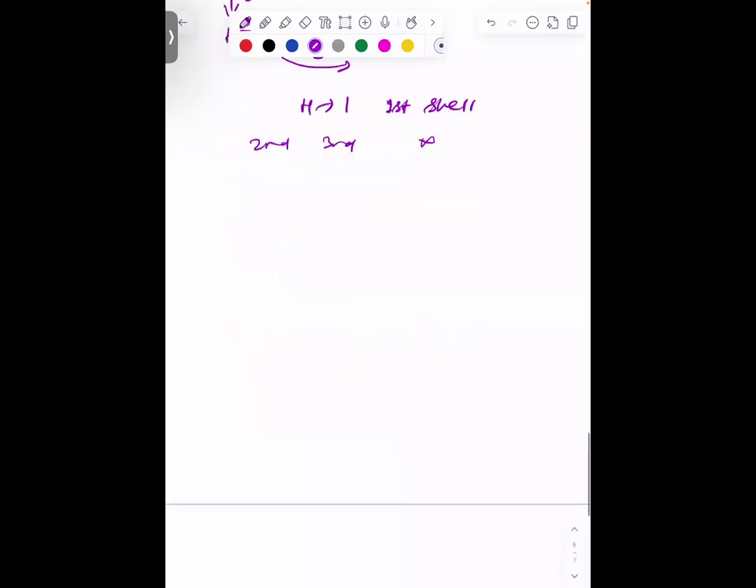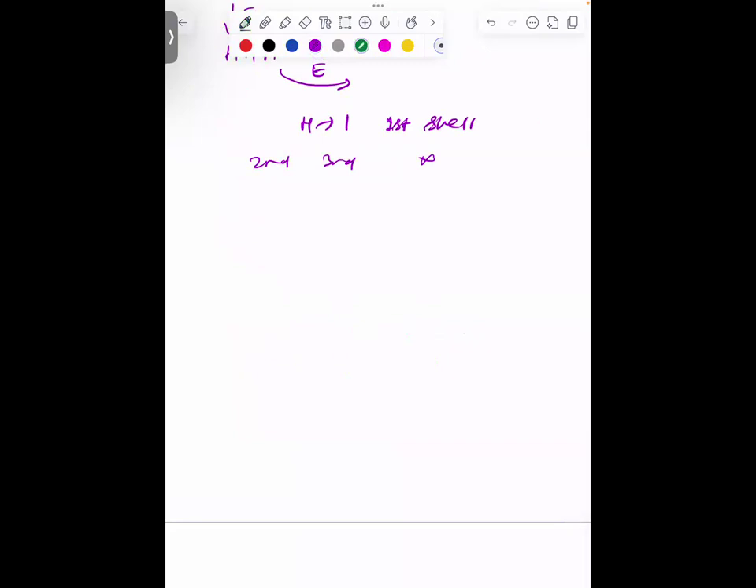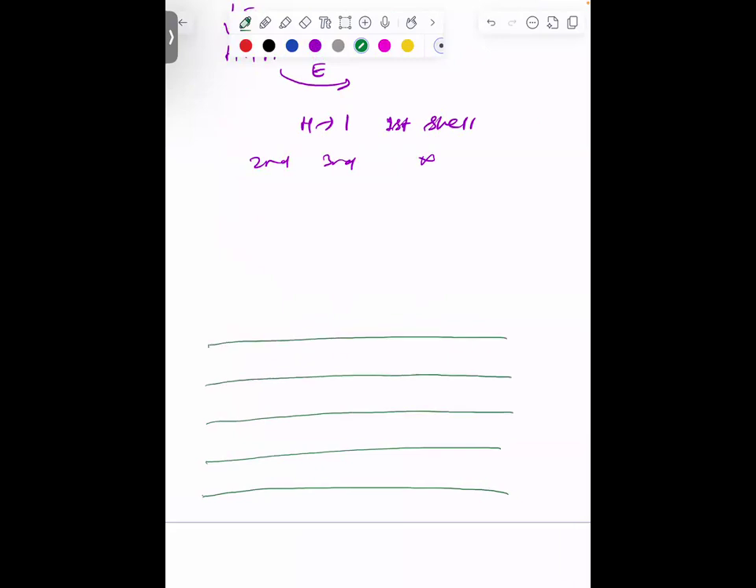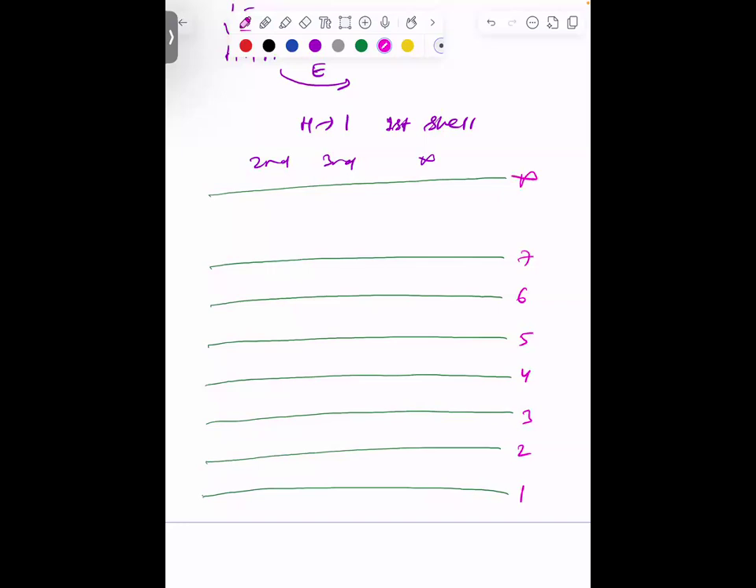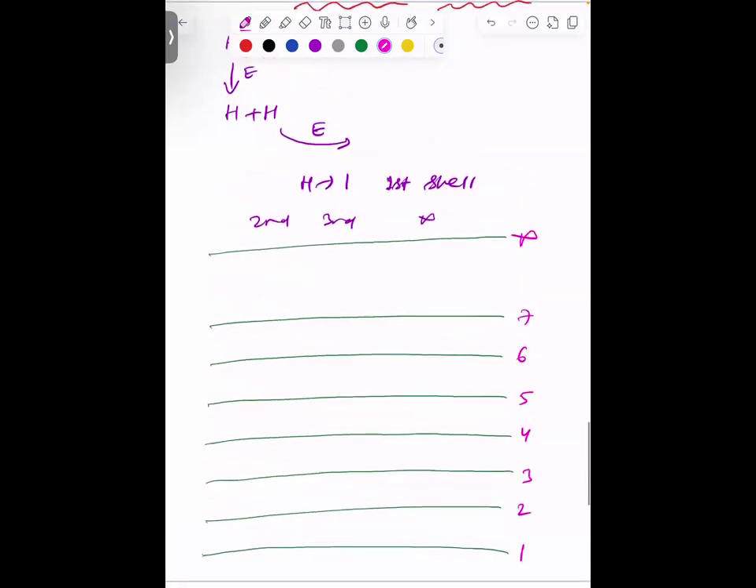Starting from cell number 2 to cell number infinity, we can see the electrons are present in different higher cells. We can number them 1, 2, 3, 4, all possible, let it be infinity. So electrons are now present in all possible cells by absorbing the energy which was provided here.